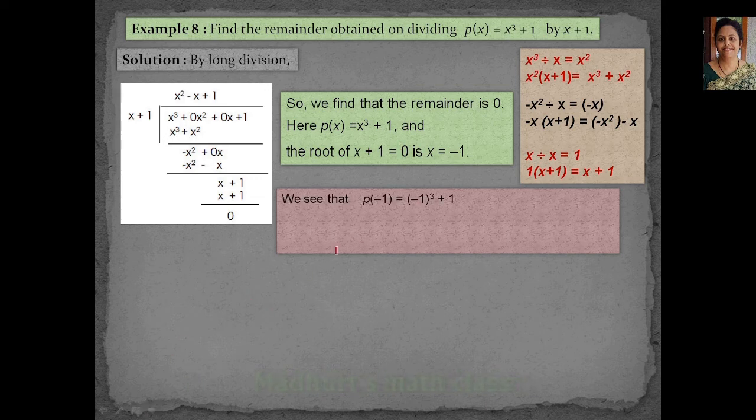We will find P of negative 1. So negative 1 cubed plus 1. Negative 1 into negative 1 into negative 1, 3 times negative, the product will be negative. The product of an odd number of negative integers is negative. So you will get negative 1 plus 1, that is 0. See? So you will get the remainder 0, which is equal to the remainder obtained by actual division.